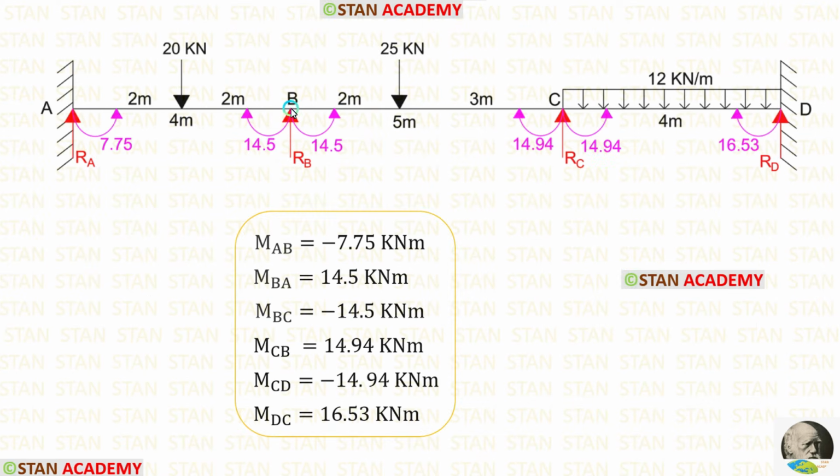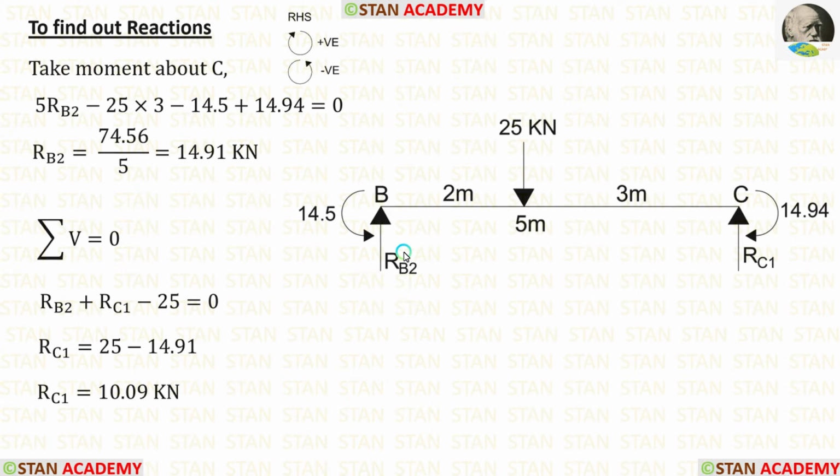Now, let us calculate the reactions in the span BC. In the span BC, there are two moments, MBC, which is acting in the anticlockwise direction, and MCB, which is acting in the clockwise direction. In this span, first I am going to calculate RB2. For that, I am going to take moment about C. The vertical reaction RB2 is acting towards the point C in the clockwise direction, so it will be positive and the distance is 5. So 5 RB2.